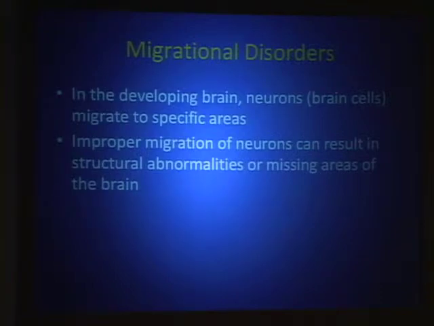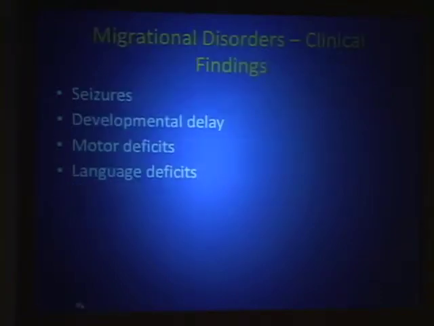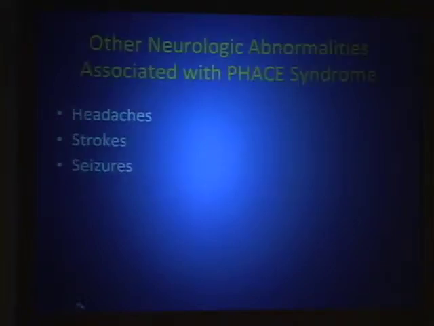When you have that, you have a number of symptoms. You can have seizures. Once again, some are easier to control with medication and some more difficult. Developmental delay, and that's sort of a term, once again, large range. Motor deficits, language deficits. Other abnormalities that we can see, even without specific changes on the MRI or in the brain, you can see headaches, strokes, and seizures.